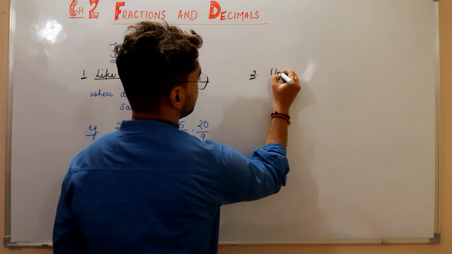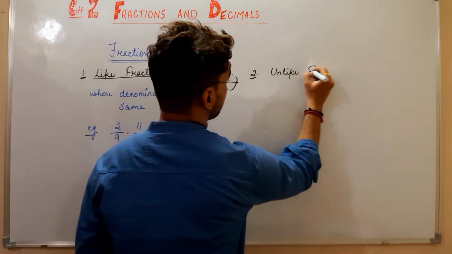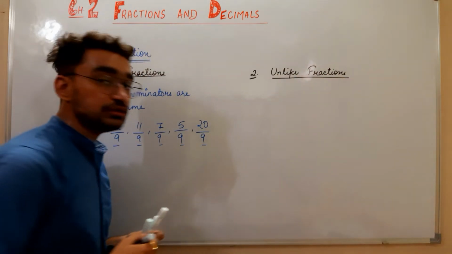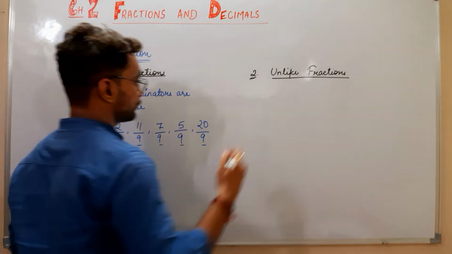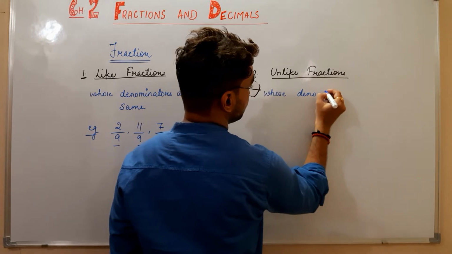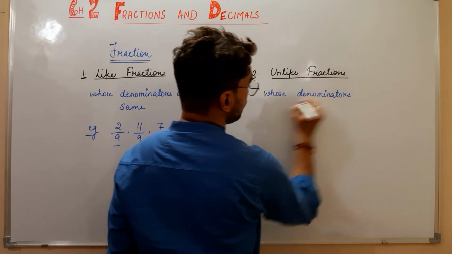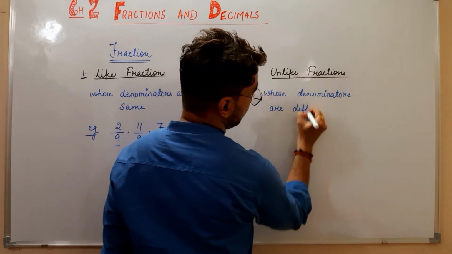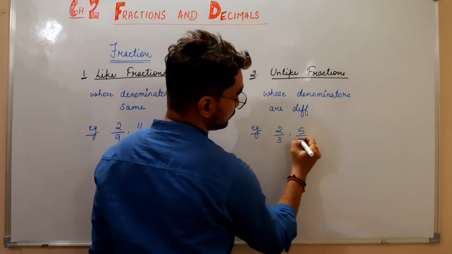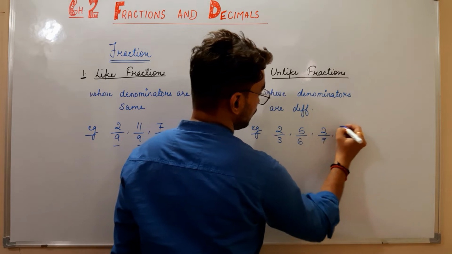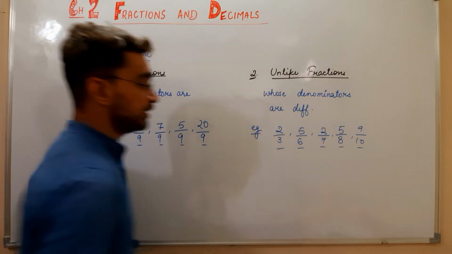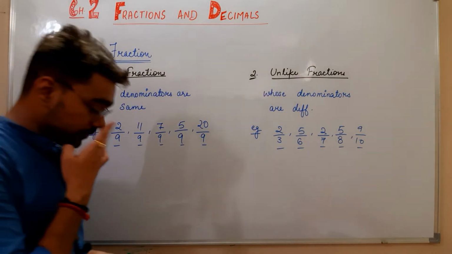The contrast of that, unlike fractions. Unlike fractions are those fractions whose denominators are different. Example, 2 by 3, 5 by 6, 2 by 7, 5 by 8, 9 by 10. All are having a different denominator. That is why they all will be called unlike fractions.